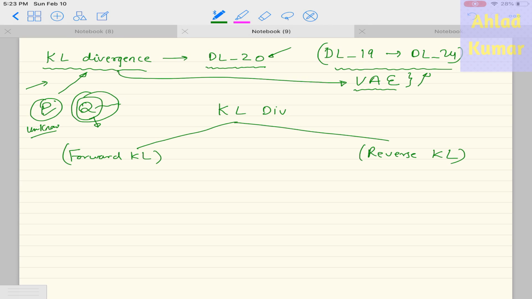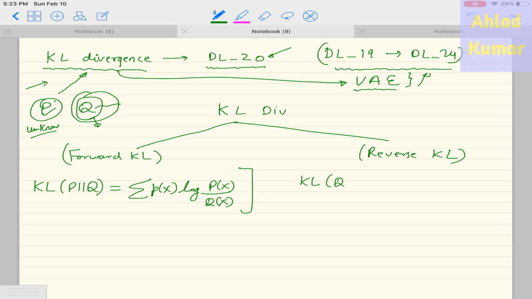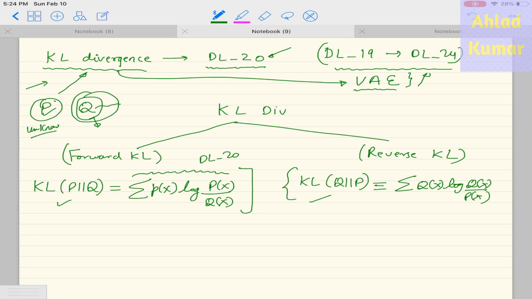In forward KL, the distance between P and Q is the summation of P(x) log of P(x) by Q(x). So this is the forward KL. How about the reverse KL? Reverse KL is Q with respect to P, given as the summation of Q(x) log of Q(x) over P(x). How to measure this I have discussed in greater detail in DL_20, so I suggest you watch that first. So this is reverse KL and this is forward KL. And what is the target of variational autoencoders? If you have watched my series, then you will immediately correlate with what I am writing over here.